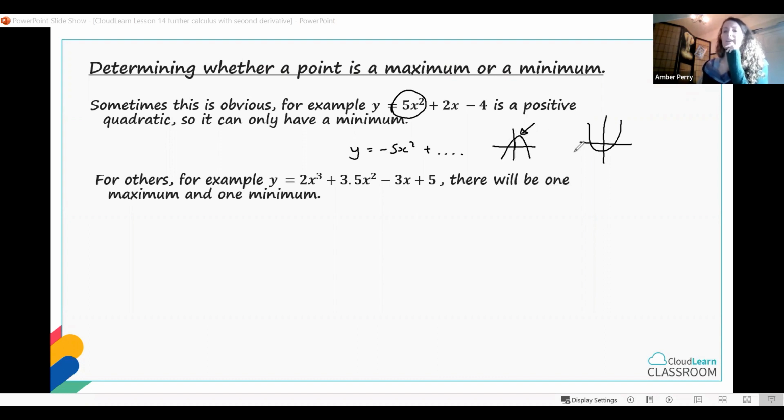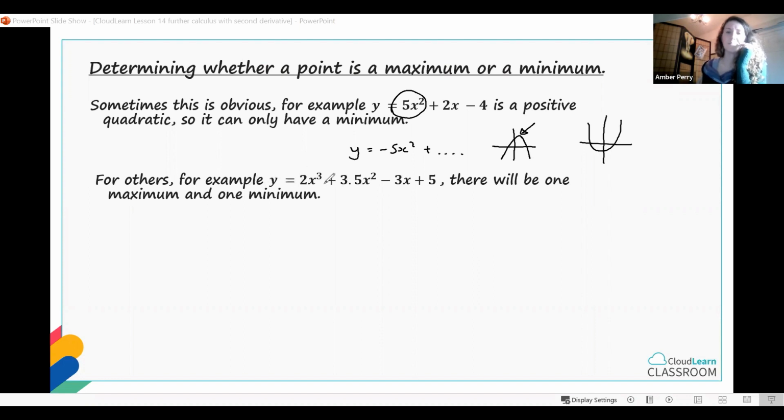So if you know the shape of the graph, or if you're familiar with what graphs look like, which you will be, because you have to be when you go into your exam, then it's just really easy. You just think, okay, well, this is a positive quadratic, so it's got to be a minimum point. This is a negative quadratic, so it's got to be a maximum point. Okay, for other graphs, you might actually have to think about it, but that's okay.